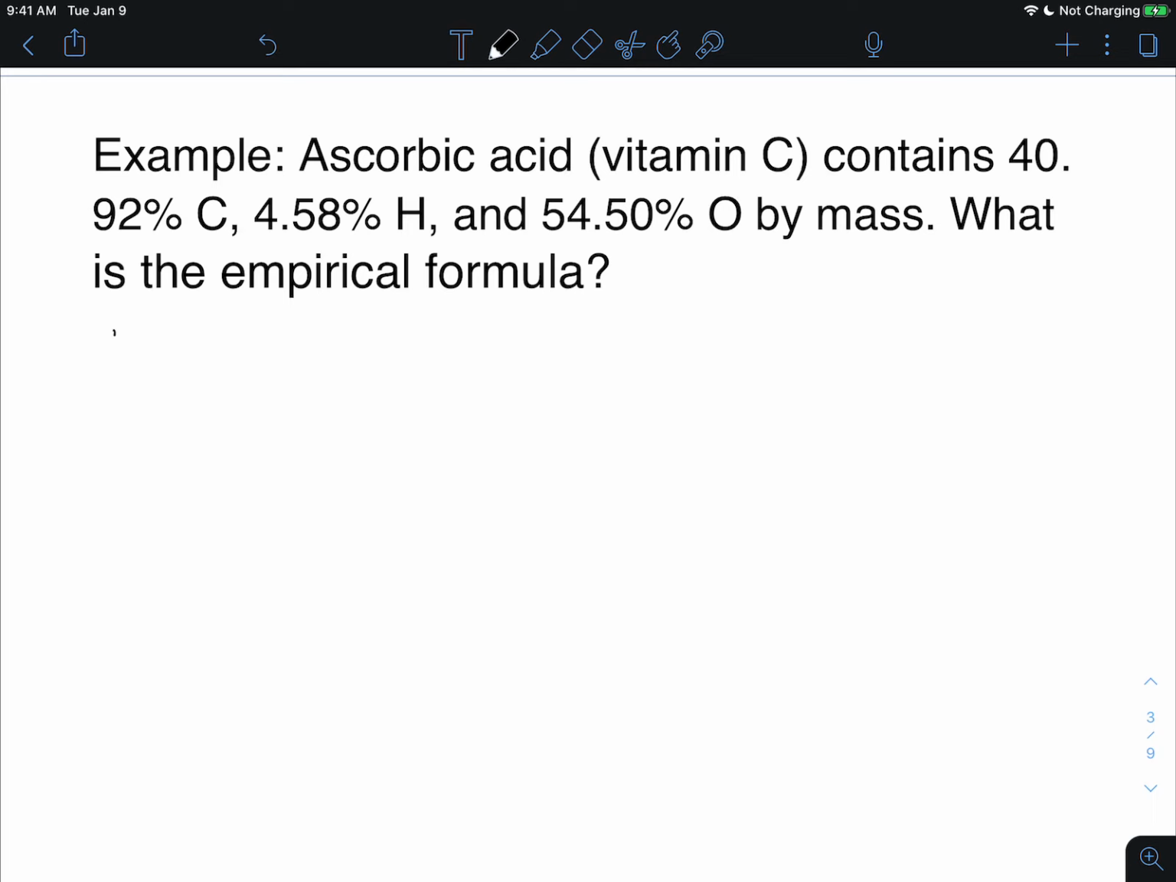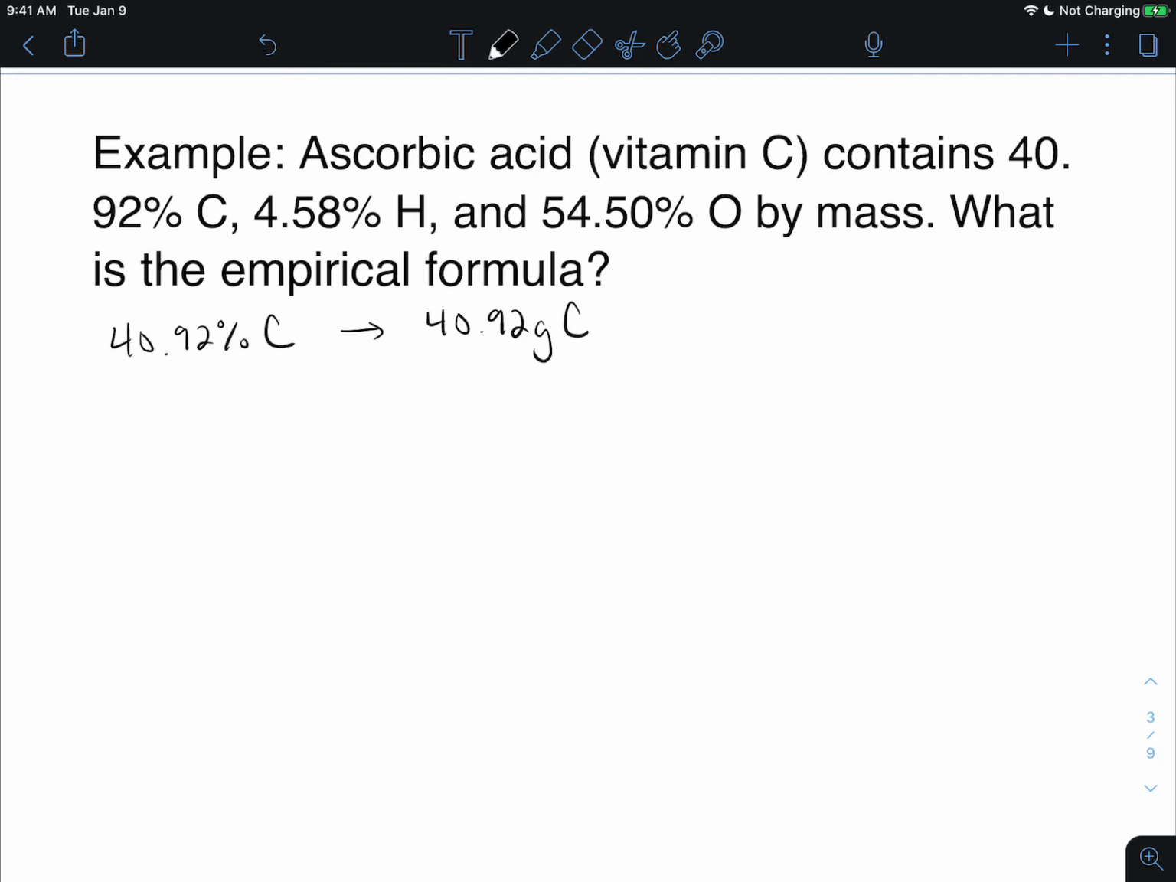So if we have 40.92% carbon, assume 100 grams, we have 40.92 grams of carbon. We're going to do the same thing for oxygen and hydrogen. So we have 4.58 grams of hydrogen and 54.50 grams of oxygen. So just assuming that they're all at 100 grams. It doesn't matter. The percentage is intrinsic, so it doesn't matter the amount. We can assume any amount.